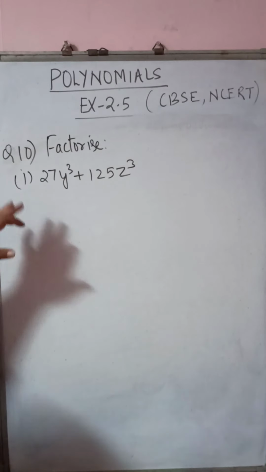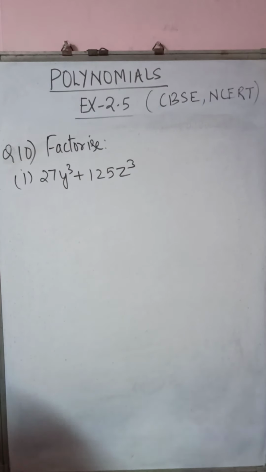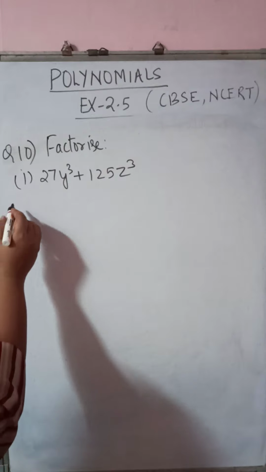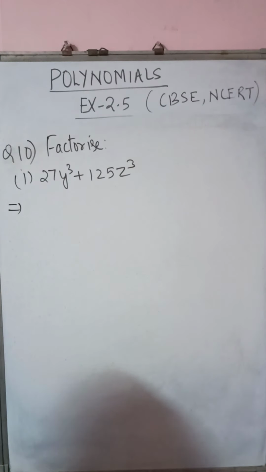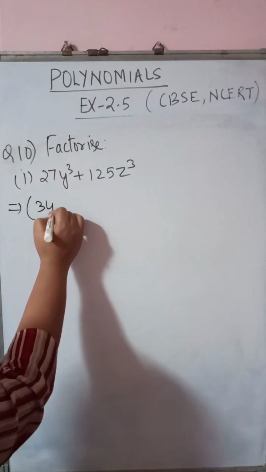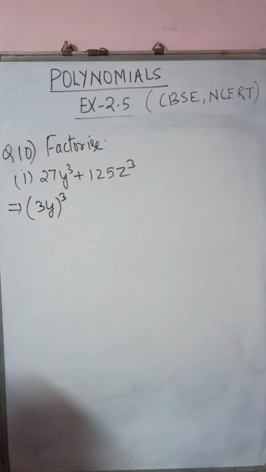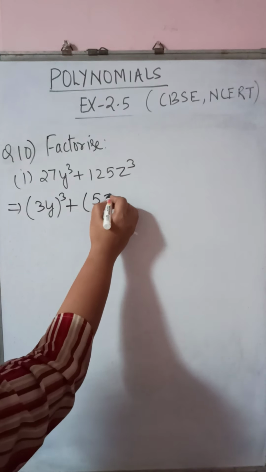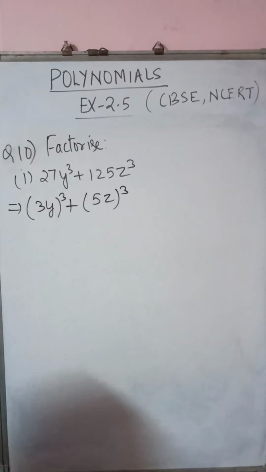Question number 10, factorize. This question is in the form of a cube plus b cube, but it is already given in expanded form. So you have to write 27 as the cube of 3, so you can write this as (3y) whole cube. And 125 is the cube of 5, so you can write this as (5z) whole cube.